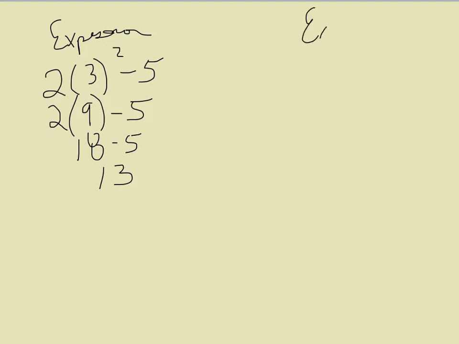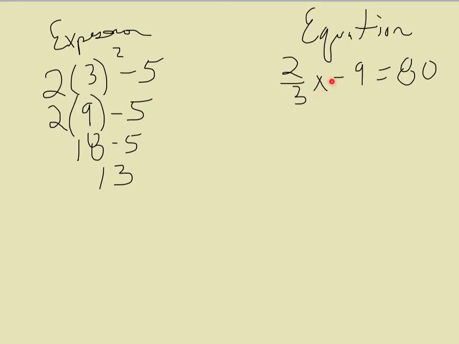Now an equation is something that we can actually solve. That means we're going to look for an equal sign. So if I had 2/3 x minus 9 equals 80, I can solve that for x. Meaning I can look for a value of x that makes this whole equation true. And when I'm solving, I'm working backwards to a large extent. Compared to this, where I did exponentials first, then I multiplied, then I subtracted, since I'm undoing it, it's like peeling back the layers of an onion.